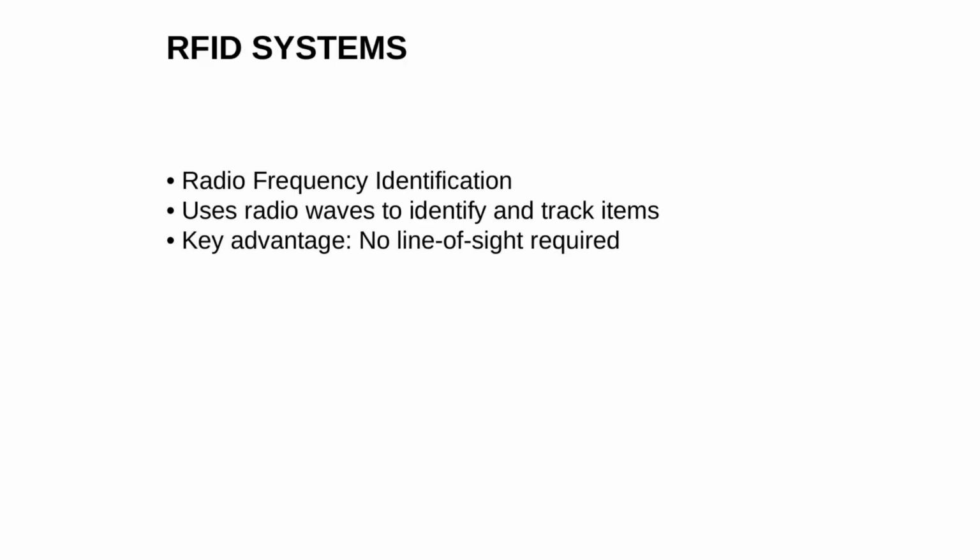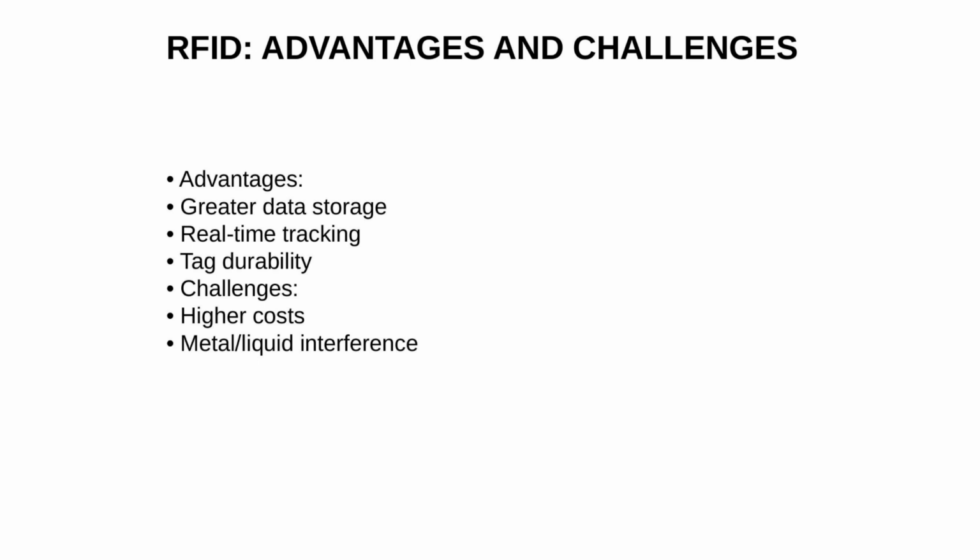RFID systems, radio frequency identification, go even further. RFID uses radio waves to identify and track items. The key advantage is that RFID does not require line of sight like barcodes. Tags can be read through packaging, and multiple items can be scanned simultaneously, which is especially valuable in high-volume environments. RFID offers greater data storage capacity, real-time tracking potential, and durable tags depending on the application.